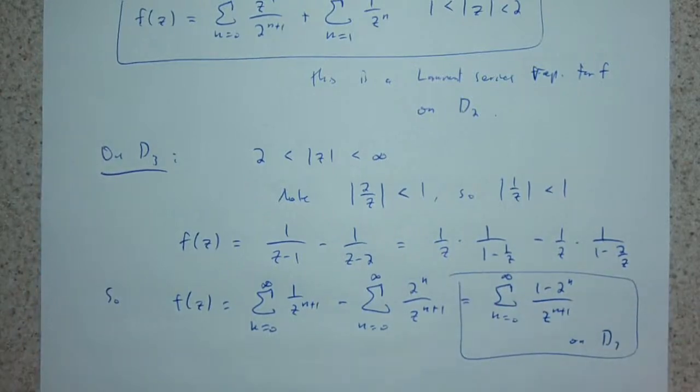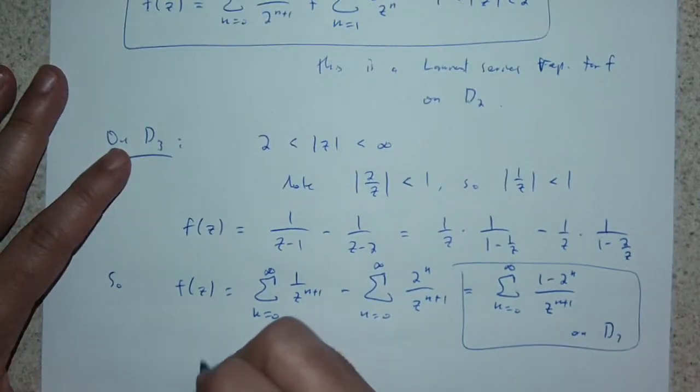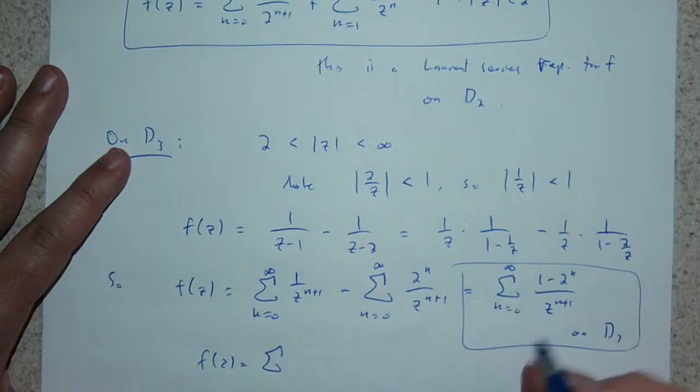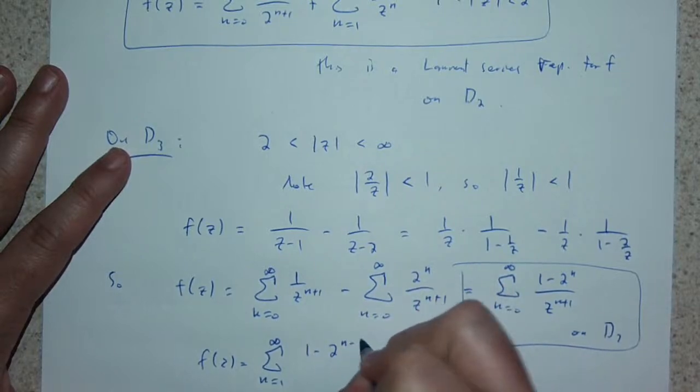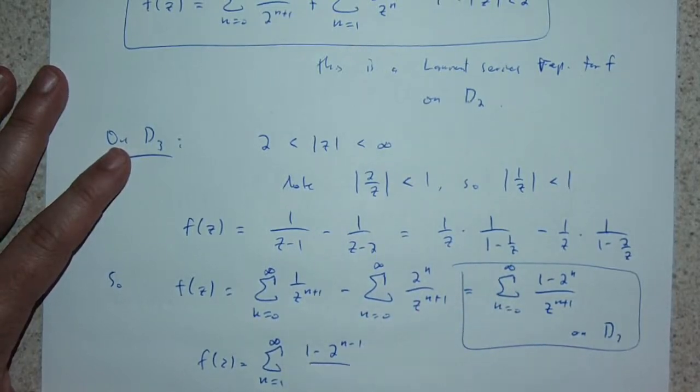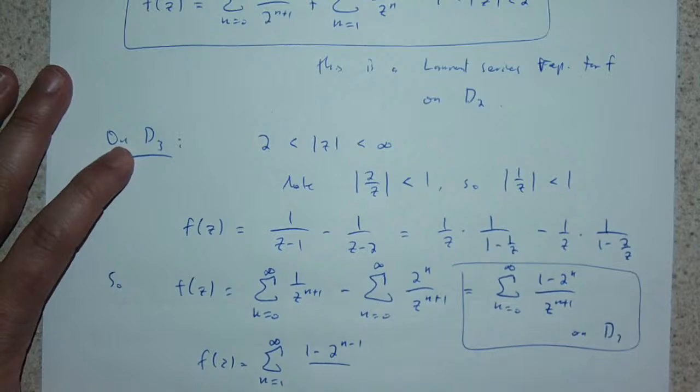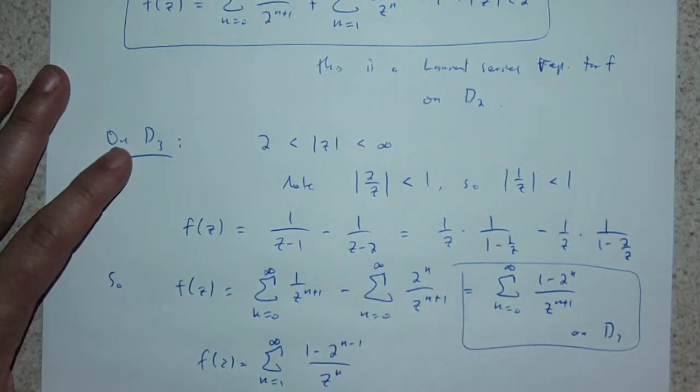Of course, I can actually reshift this. So reshifting this, f of z is the sum, again replacing n by n minus 1 here, from n equals 1 to infinity of 1 minus 2 to the n minus 1 over z to the n. Yeah, that's right. And this is for modulus of z strictly between 2 and infinity.